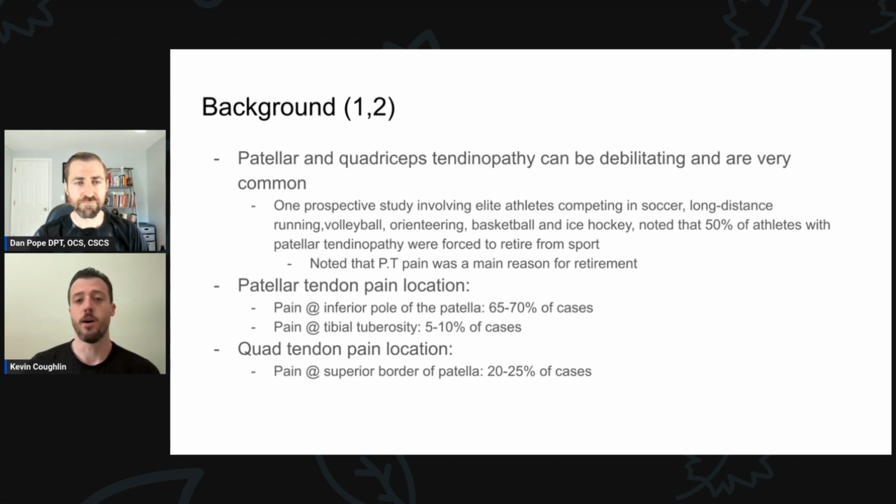And then in terms of the quad tendon pain location, it's on the upper side of the patella, so the superior border, and you'll see that most commonly as the pain location for quad tendinopathy.